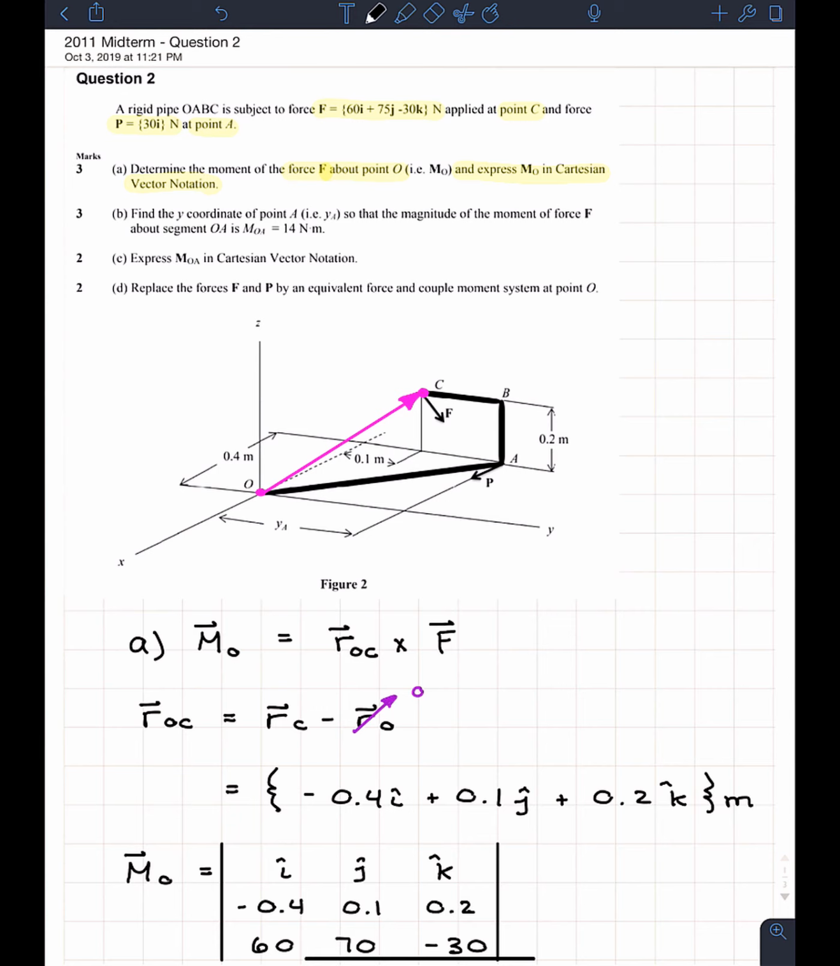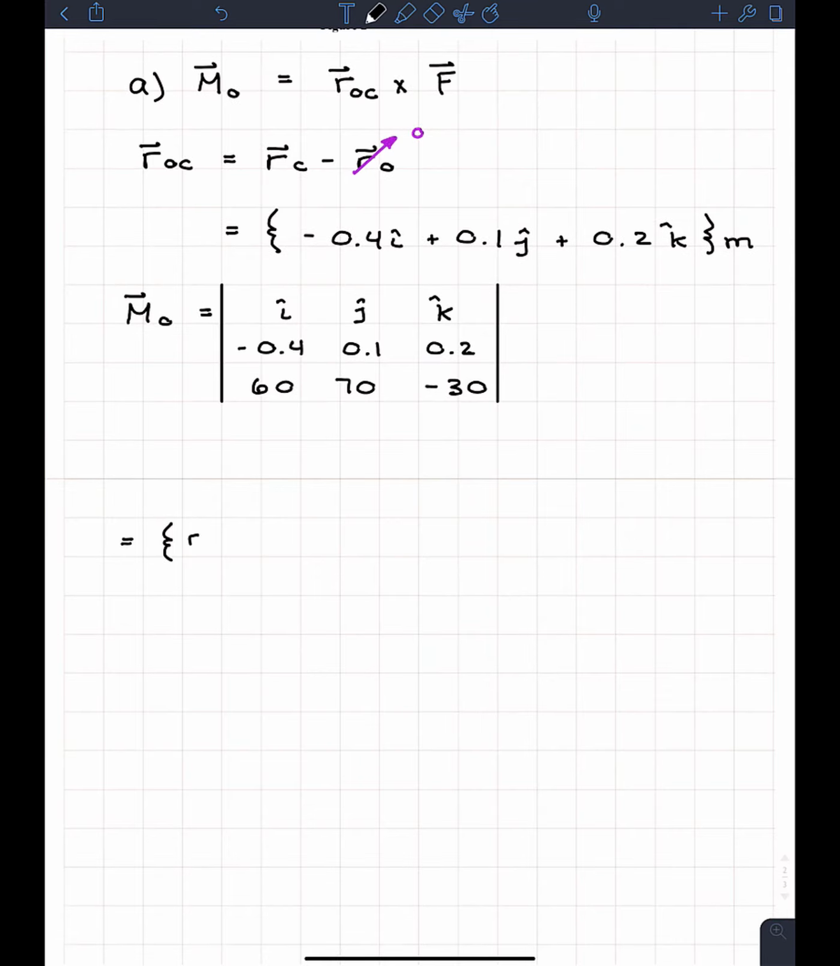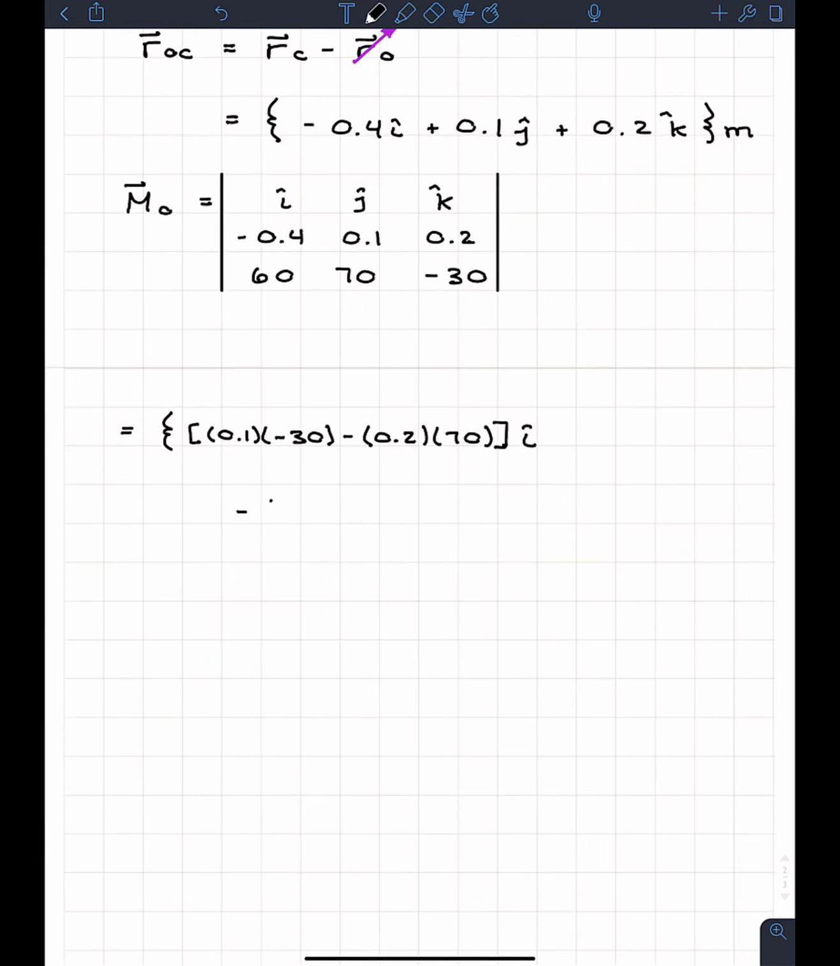However, it's just a trick. The cross product will actually give you the answer in Cartesian vector notation. It's kind of a cheap trick, but that's what they do. So if we're starting with the I component, it's going to be 0.1 times negative 30, and then minus 0.2 times 70. That's for the I. And remember, the J always starts off with the negative, so we're going to go negative.